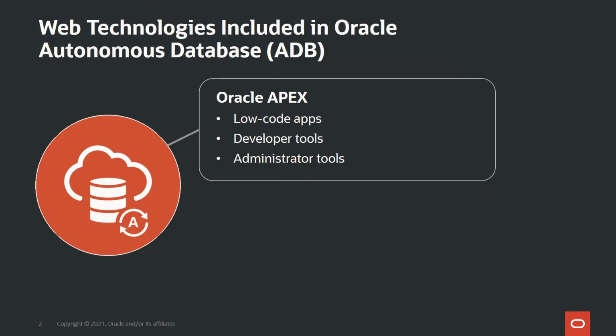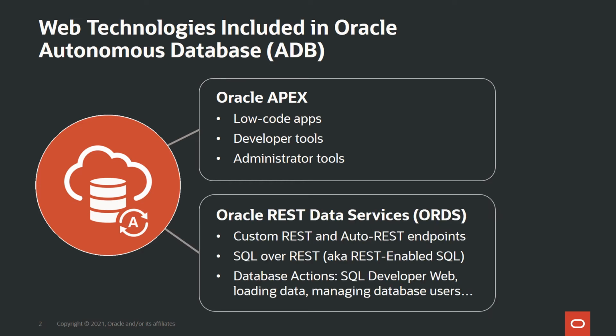Let's jump right in and talk about some web technologies that are included with Autonomous Database out of the box. And I'll refer to Autonomous Database just as ADB for short. These constitute the HTTP interface for Autonomous Database. And the first big piece is Oracle Apex. This is Oracle's framework for rapidly building and deploying low-code applications that look great on desktop and mobile browsers. Besides the runtime apps that you create, you also get access to a variety of helpful developer tools and administrator tools.